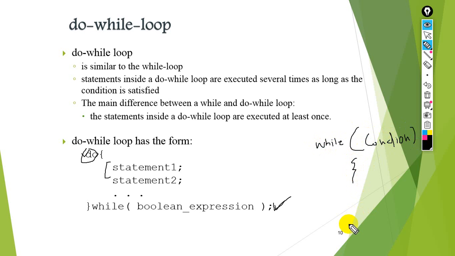Then we will have the body of the while loop. So here we will have different statements, statement 1, statement 2, up to so on. Okay, so these are different statements. If the condition is true, the body will execute. If the condition is false, the body will not execute.